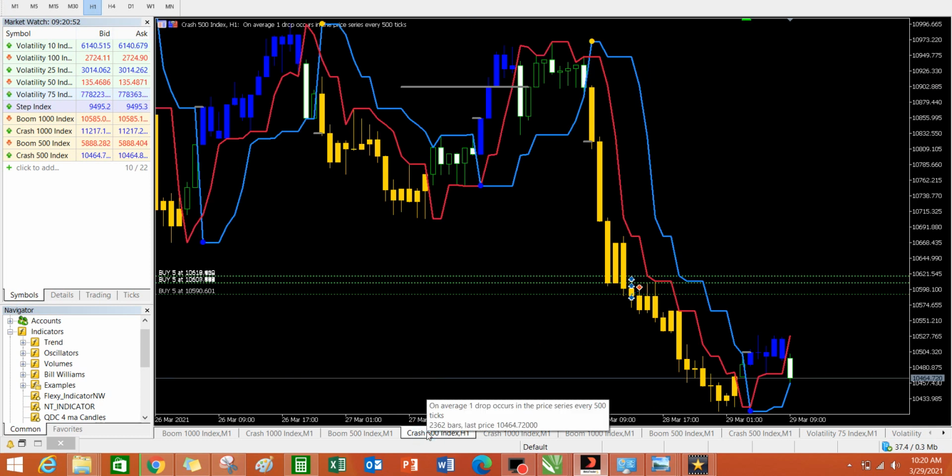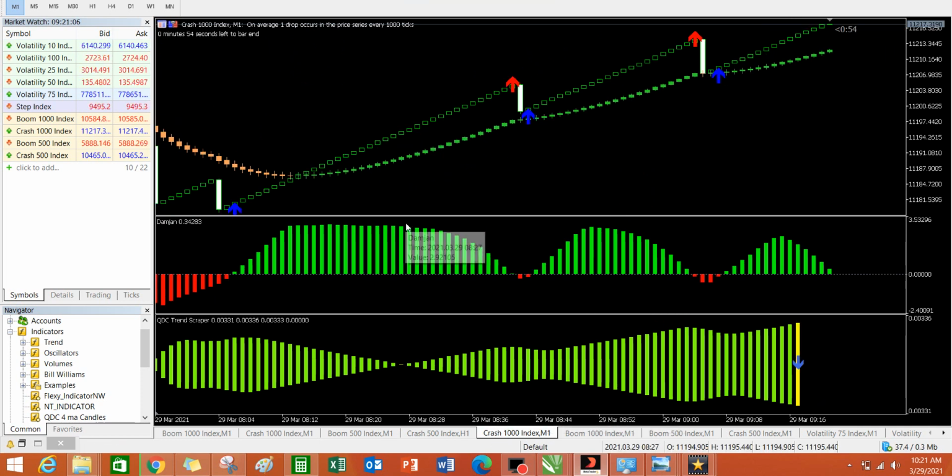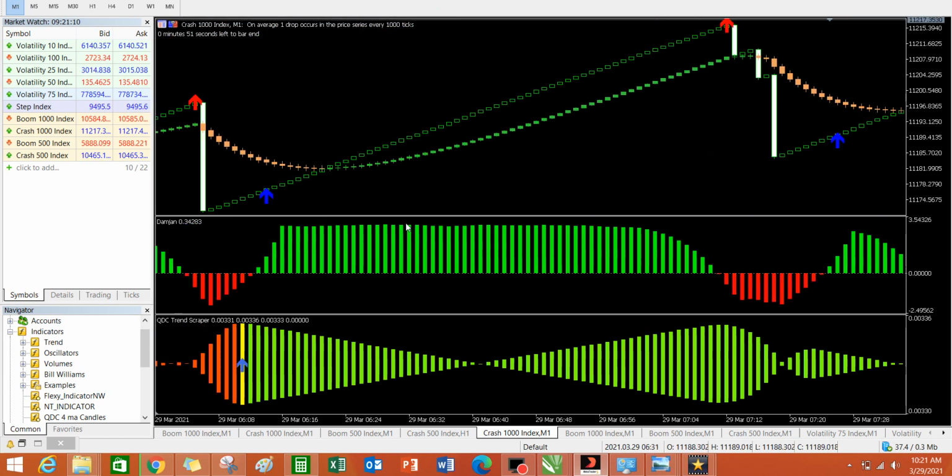So let's check out what is happening with Crash 500. For Crash 500, it's been on a long downtrend for a very long time. Right now, it's trying to pull up, but yet to decide fully. Let's check out what is happening with Crash 1000. For Crash 1000, as you can see, it is on a very long uptrend. So I'll be stopping here with my analysis.